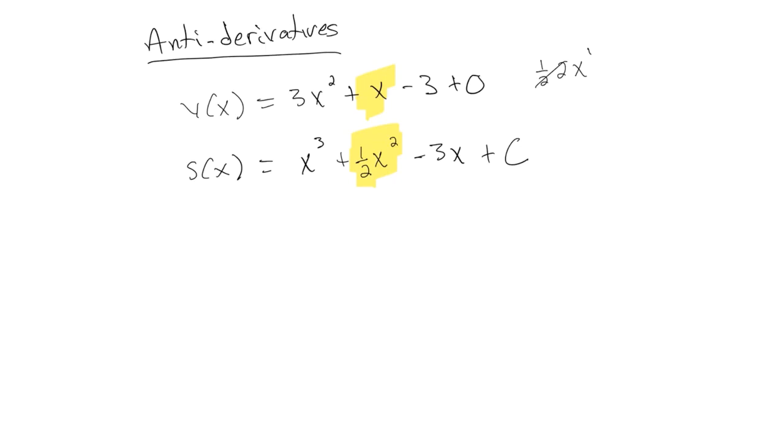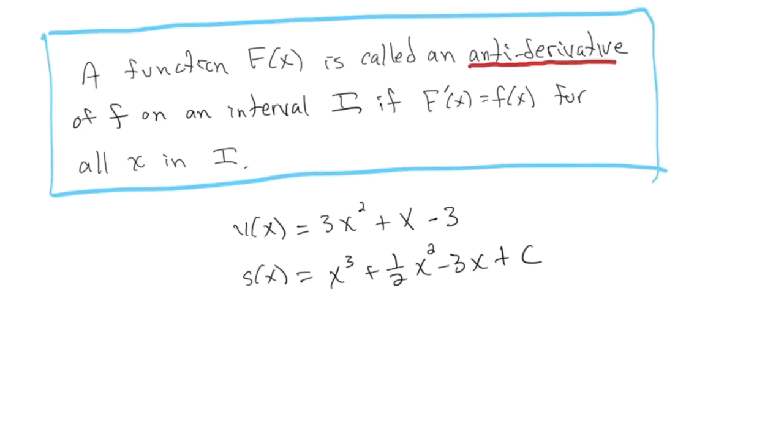So let's discuss a couple things here. The first one is the formal definition of an antiderivative. Pause the video real quick to write the definition down. The definition says that a function, let's call it capital F of x, is called an antiderivative of lowercase f on an interval I if capital F's derivative, F prime, equals little f for all x in I.